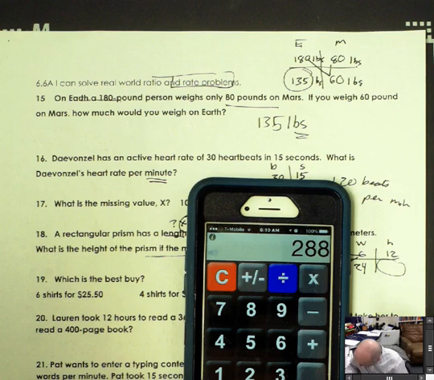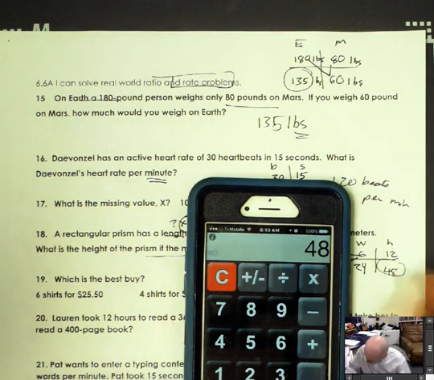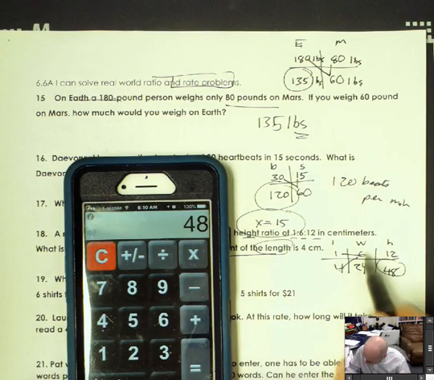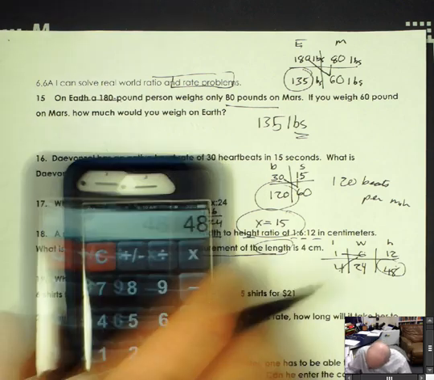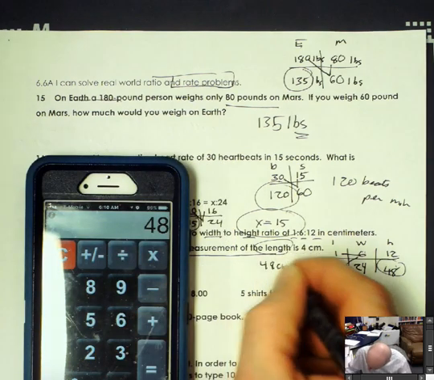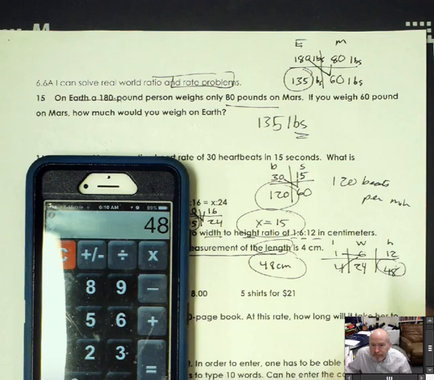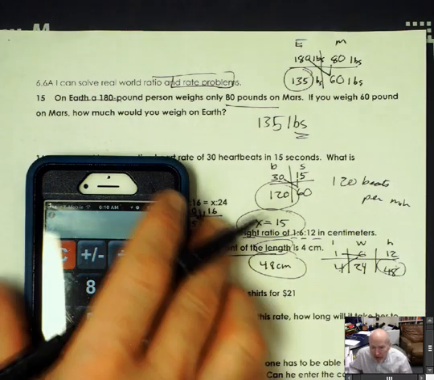6 is 48. And it makes total sense. 1 to 4, 6 to 24, 12 to 48. So the height is 48 centimeters. Okay. All right. Don't forget that double cross thing.